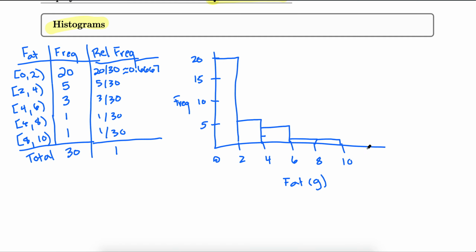Make sure you can answer questions related to histograms. So for example, I could ask something like, what percentage of cereals have at least 4 grams of fat?